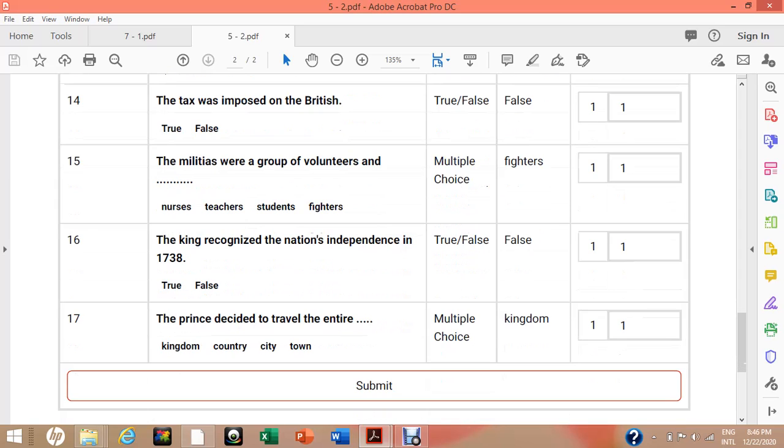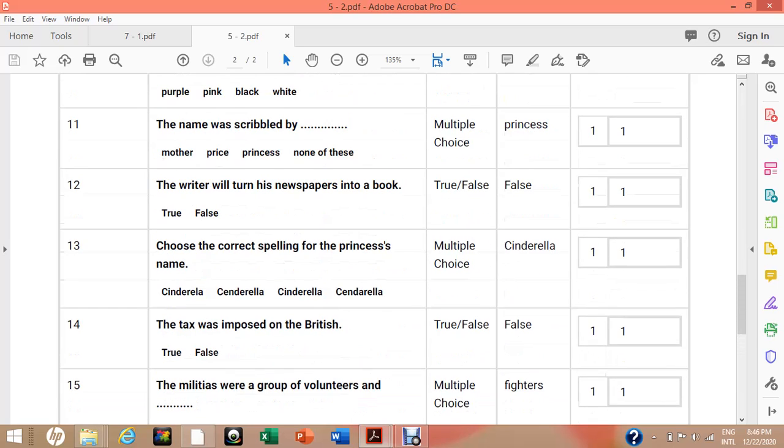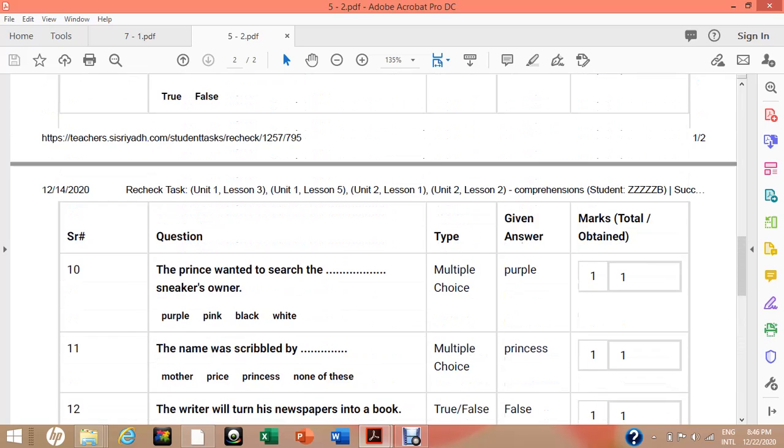Number 16. The king recognized the nation's independence in 1738. So it is a false statement. Actually, the king recognized the nation's independence in the year 1783. And the last one, the prince decided to travel the entire kingdom. The correct option is kingdom. My dear students, please study all these important questions and answers.